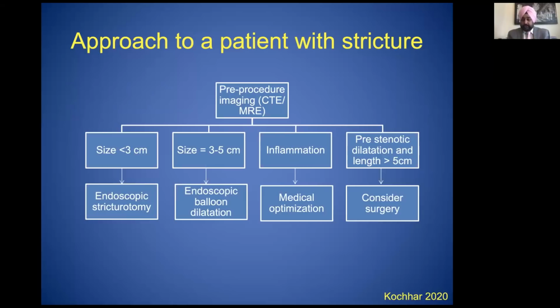If there's a lot of inflammation, it does help to medically optimize the patient before you do any cutting. But if the patient has significant pre-stenotic dilatation and the stricture length is more than 5 centimeter, the data shows that in those cases endoscopic stricturotomy is not as useful and we should consider surgery in those patients.